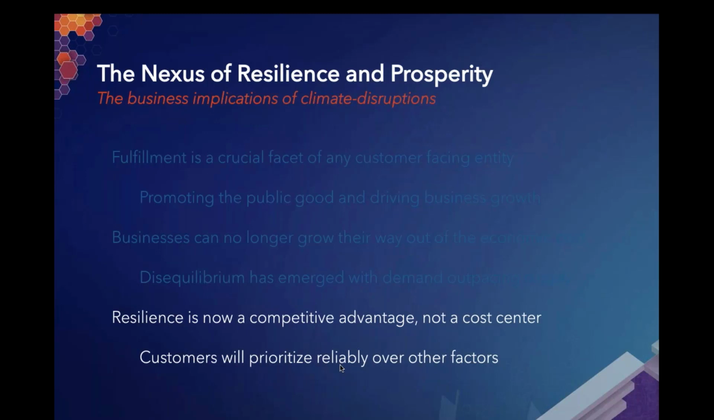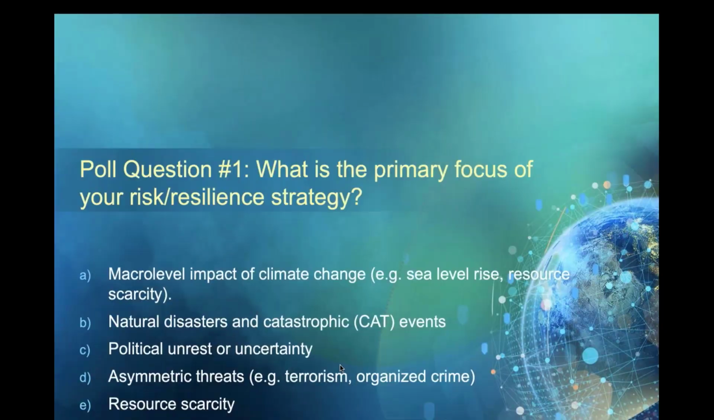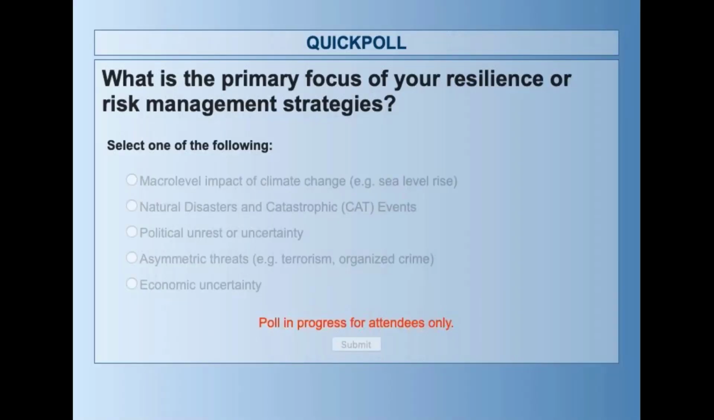But I'm going to pause here for a moment, and we're going to launch a poll because I want to get a temperature check from the audience. What is it that you're pretty much focused on from a risk and resilience perspective? Are you looking at the macro level impacts of climate change, such as sea level rise, or are you looking at natural disasters or catastrophes, political unrest or uncertainty, terrorism or organized crime, economic uncertainty?